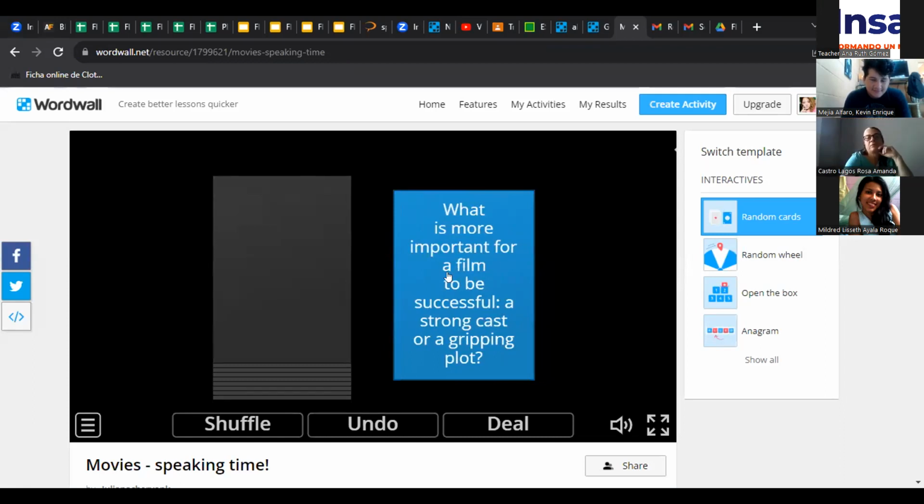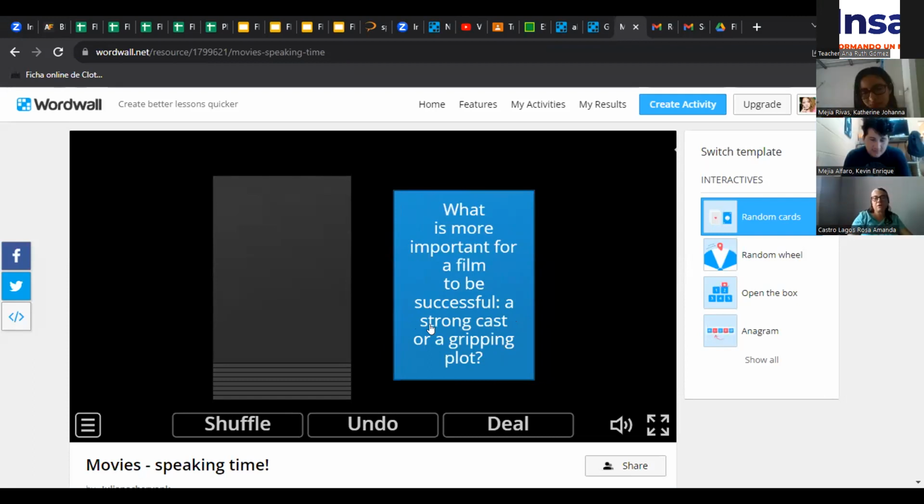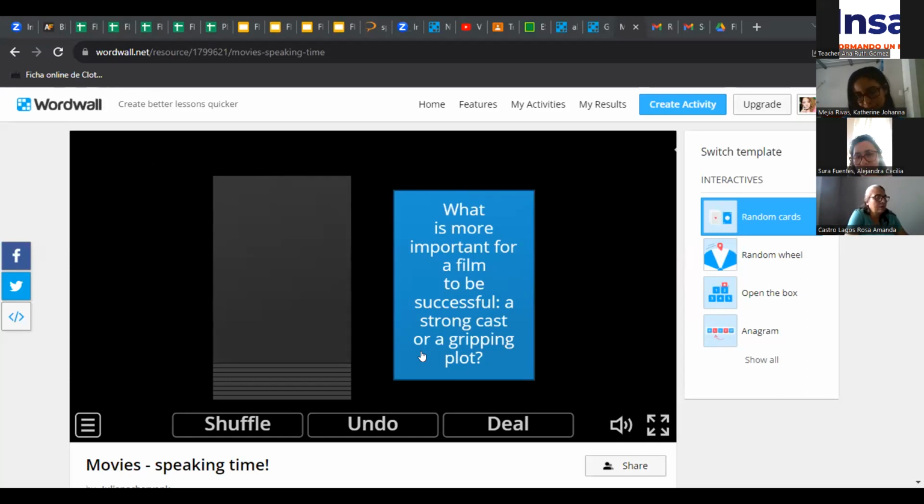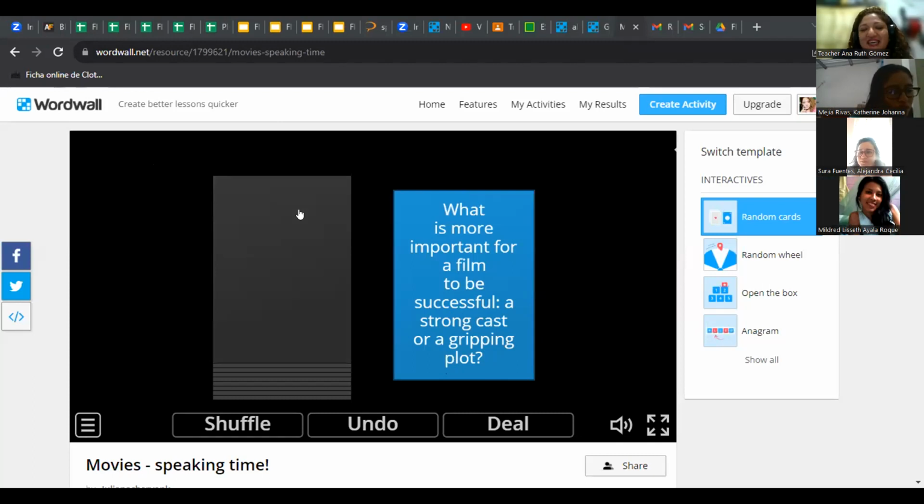Well, what is more important for a film to be successful? A strong cast or a gripping plot? What's the meaning of a strong cast? Poderoso reparto. Yeah, it would be like un reparto poderoso, but the meaning of this is a strong cast has excellent actors, for example, winning Oscars or something like that. And what is the meaning of a gripping plot? Trama. Plot is just trama, but what is a gripping plot? Una trama apasionante. Very good, excellent.